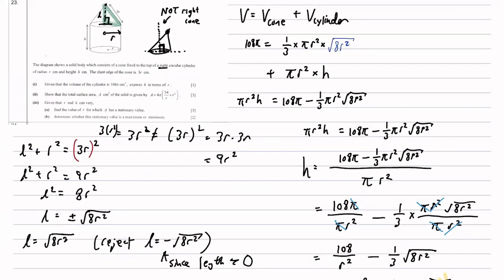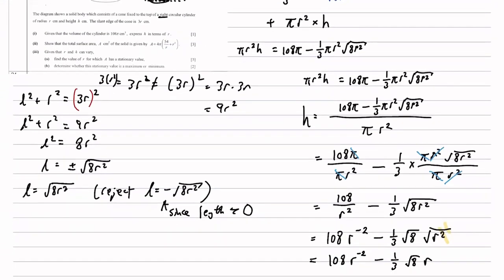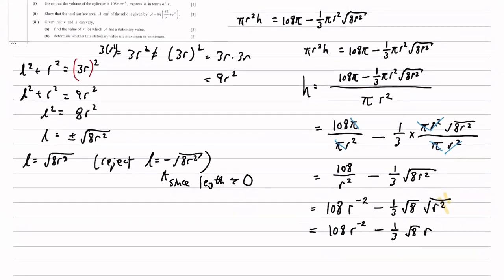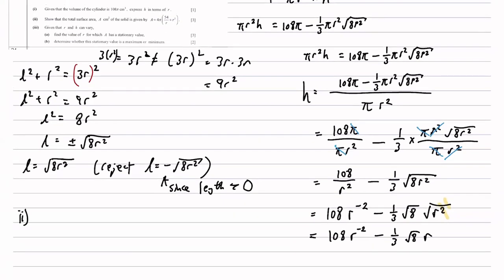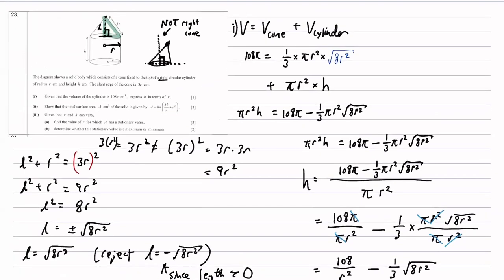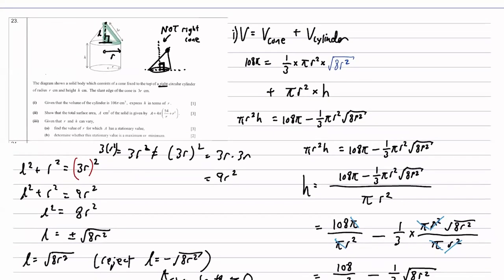So that is part 1 done. Part 1 is a very common question. Make into a single variable only. So part 2, show that the total surface area in cm square of the solid is given by the formula A equals to 4 pi bracket 54 of r plus r squared. How? How to find total surface area?